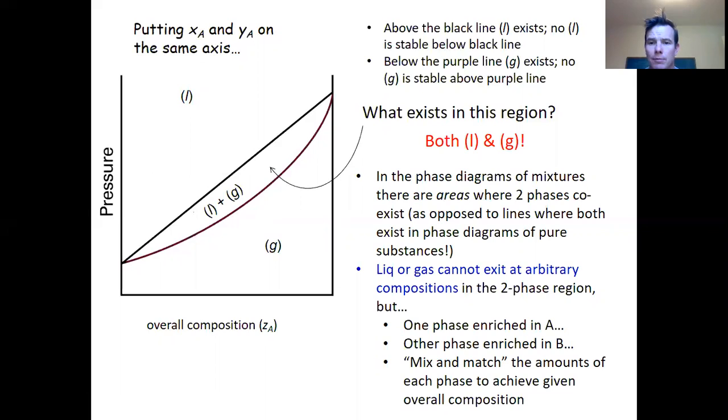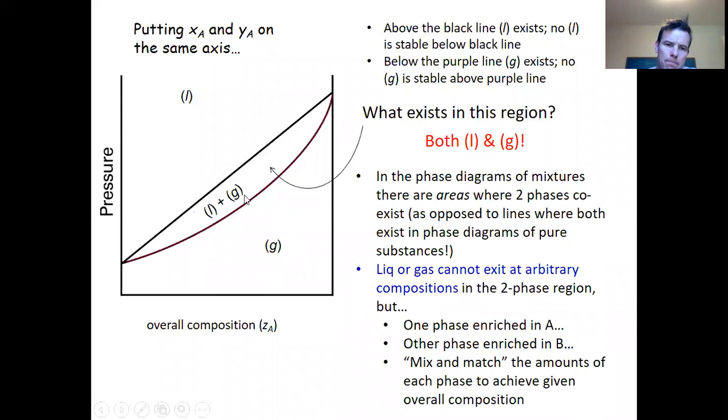When we have a pure substance, we have lines where two phases coexist. But when we have mixtures of things, there are now areas where two phases can coexist. And this is a pretty subtle, nuanced thing to understand, right? And what I want to talk about in this video. But I tried to express the essential idea to you right here.